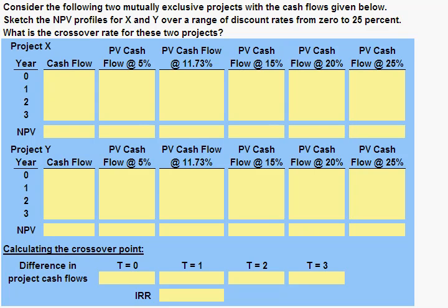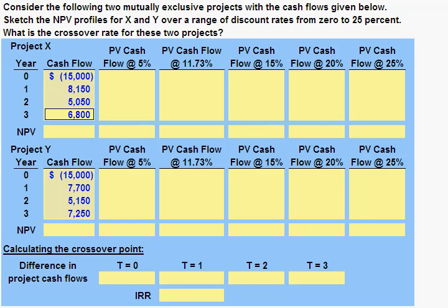Consider the following two mutually exclusive projects with cash flows given below. Sketch the net present value profiles for X and Y over a range of discount rates from 0 to 25%. What is the crossover rate for these two projects? Let's begin by calculating the net present value of both projects at a discount rate of 0%.